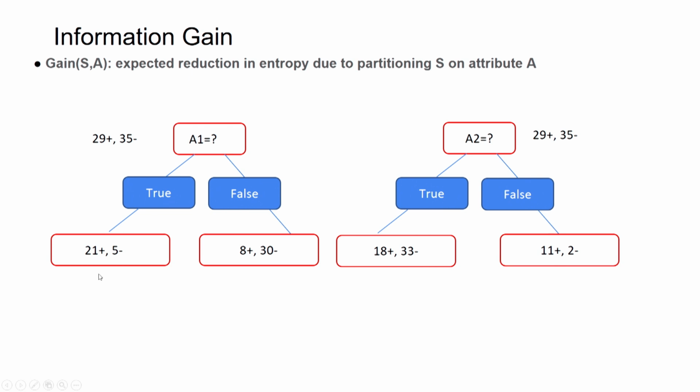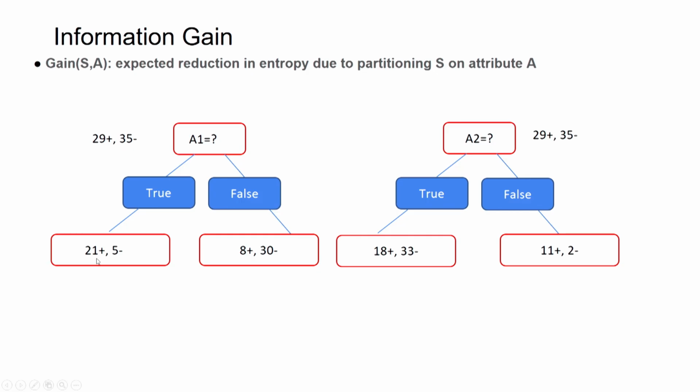Now, we need to calculate the entropy of this node. How will we get it? We will calculate the probability of positive instance here, which is 21 upon 26, because a total of 26 instances are there.